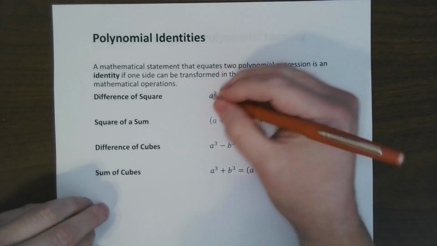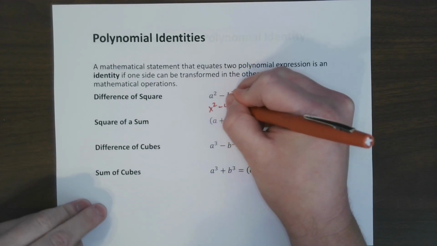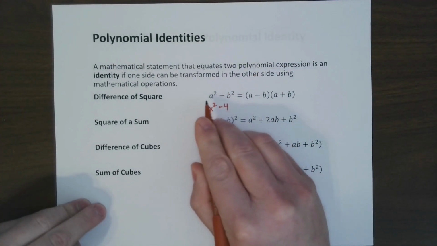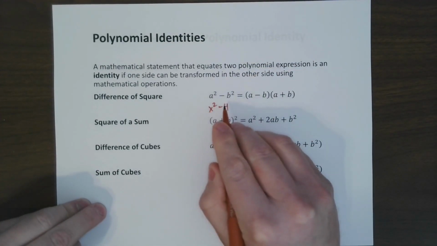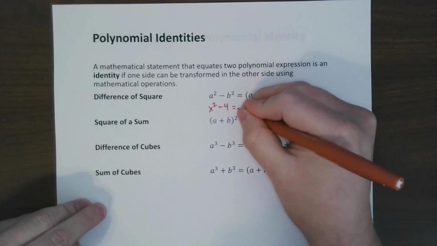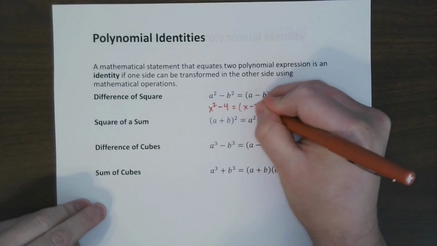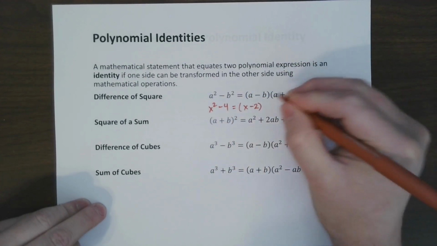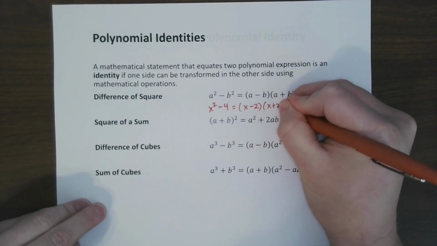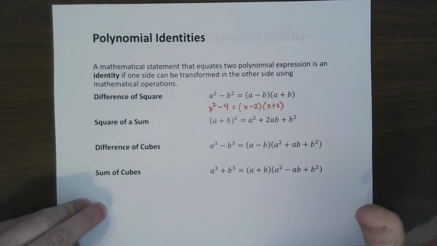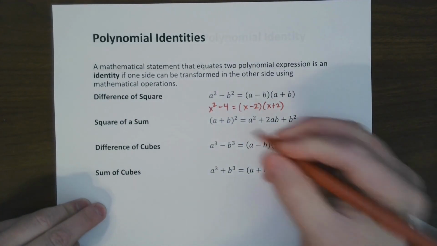So for example, if I see something like x squared minus 4, it's in this form. It's a square minus a square. So all we have to do is write x minus 2, because 2 times 2 is 4, and x plus 2. That's it.